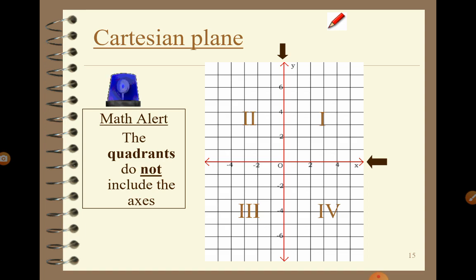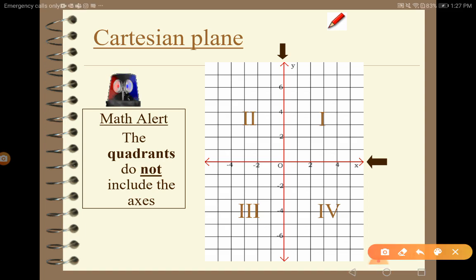Now the quadrants do not include the axes. Meaning if a point is here, we don't say that it's in the first quadrant or in the fourth quadrant. No, it's exactly on the positive x-axis. While if a point is here, we say it's on the negative y-axis, since the vertical is y and here we are in the negative area. So it's on the negative y-axis.